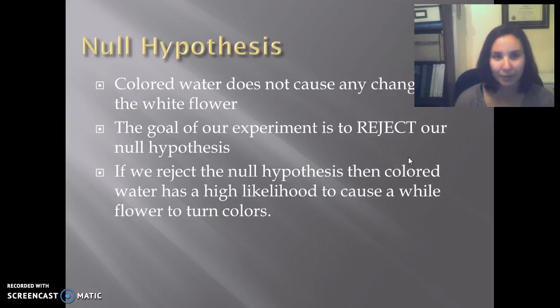So going back to our experiment with flowers, our null hypothesis is colored water does not cause any change to the white flower. So think about it. Is that statement, the null hypothesis, easy to prove wrong? Because the second you have the colored water cause a change to the white flower, you have rejected your null hypothesis and you can build off of that. Our goal for this experiment, when you have a null hypothesis, is to reject your null hypothesis. You want to prove your statement false. Therefore, if we reject it, then the colored water has a high likelihood to cause white flowers to turn colors.